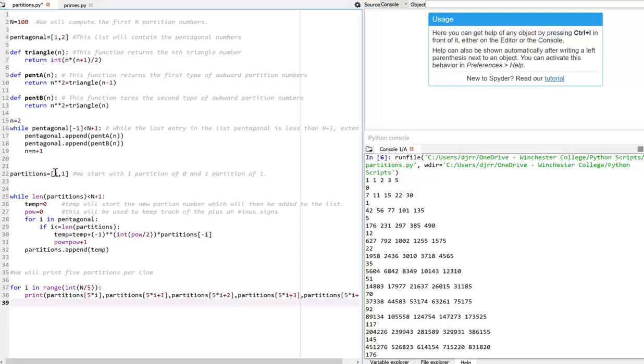So we start with partitions of 0, there's one of those, partitions of 1, there's one of those. And then we say, while the length of this list is less than 101, so until the length is 100, what are we going to do? We're going to start with a temporary number, that's going to be our next partition, and we're going to stick that on at the end. How are we going to build this temporary number? Well, basically, we're going to kind of add or subtract earlier entries in the list of partitions.